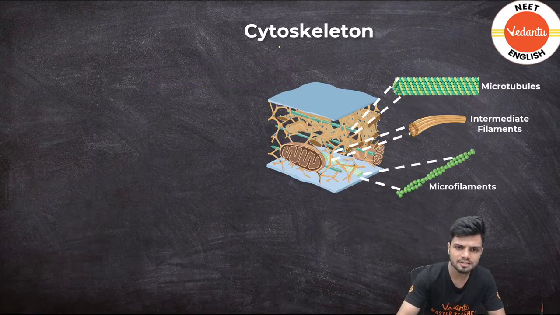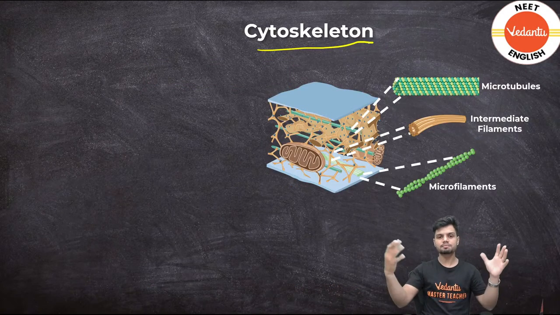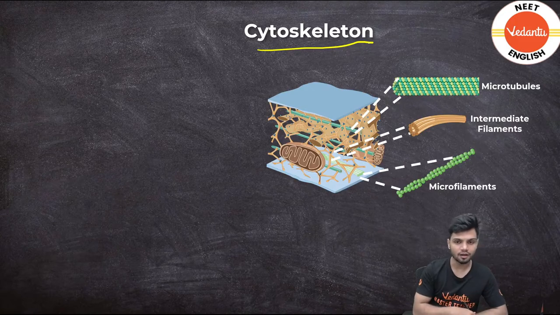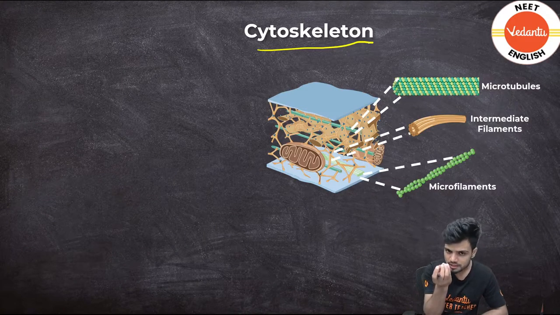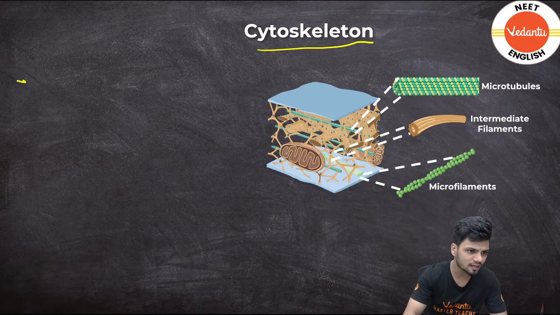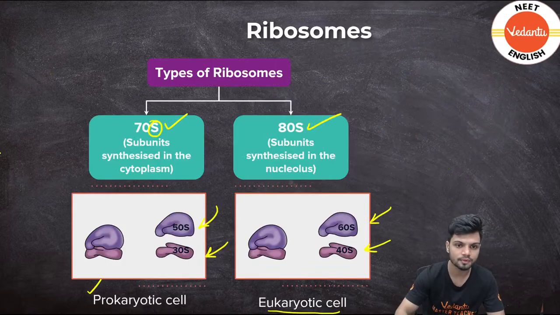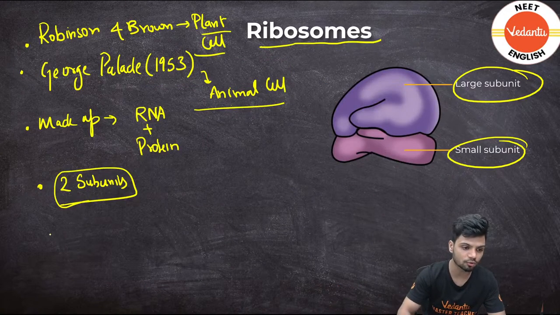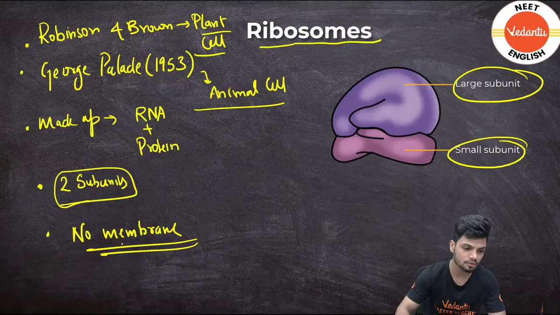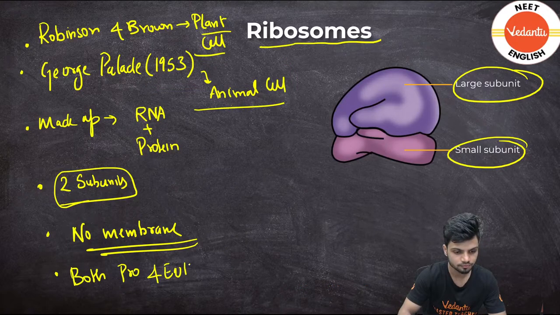Clear? Now we understand the cytoskeleton. Your entire body has a skeleton, that is the bones. Similarly, the cell also has a skeleton, called the cytoskeleton. I forgot to mention here about ribosome. They have no membrane. And this ribosome is found where? They are found in both prokaryotes and eukaryotes. Clear?